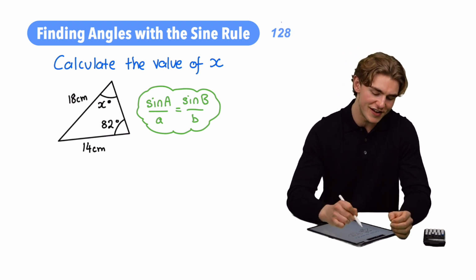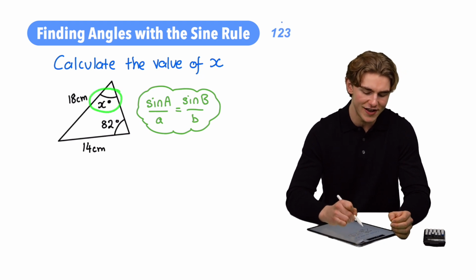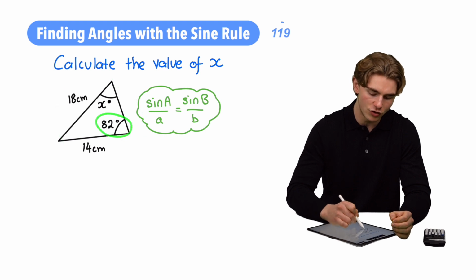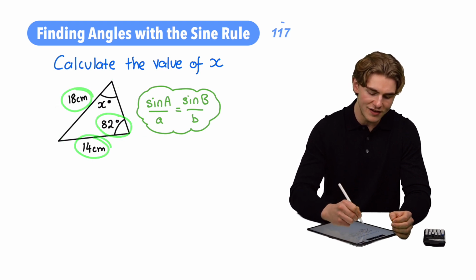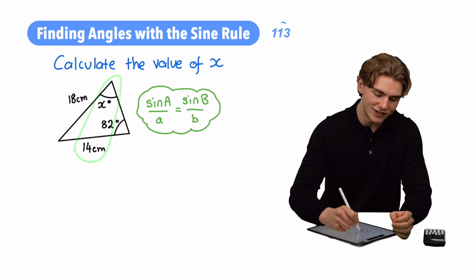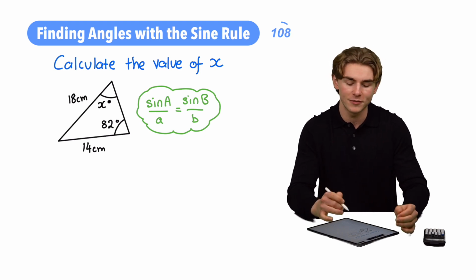Let's have a look. The question says calculate the value of x, where x is this angle in this triangle. We can see that the triangle is a non-right angle triangle. We've been given one angle, we've been given two sides, and we're working with two pairs of opposites. We can see that our x degrees is opposite our 14 centimeters and our 82 degrees is opposite our 18 centimeters. What does that mean? It means that we're going to be using the sine rule.